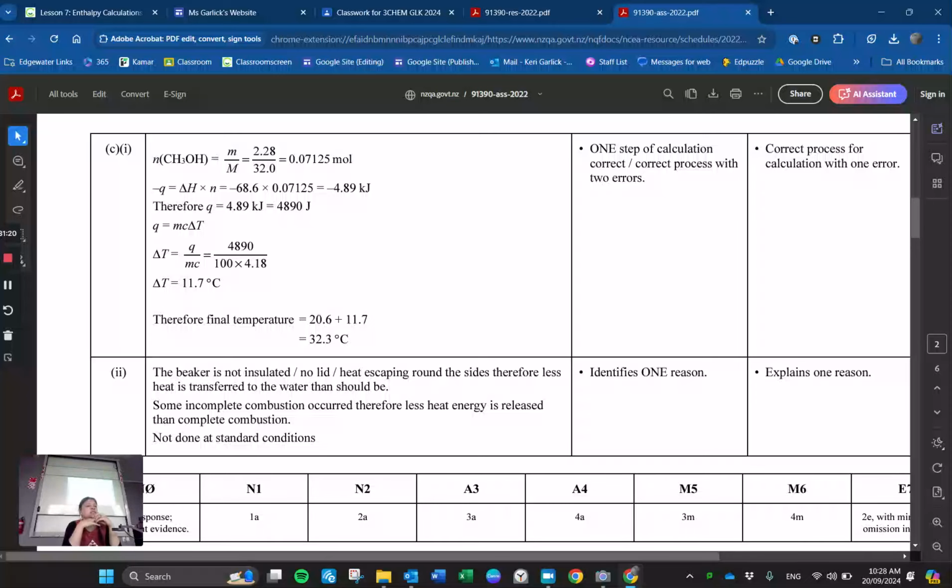The other reason is there's no standard conditions. So standard conditions is 25 degrees Celsius, 1 atmosphere of pressure. So if we're not at standard conditions, then you're obviously going to have slightly different numbers because everything that we have set mathematically is based on that number. So just something to keep in mind.